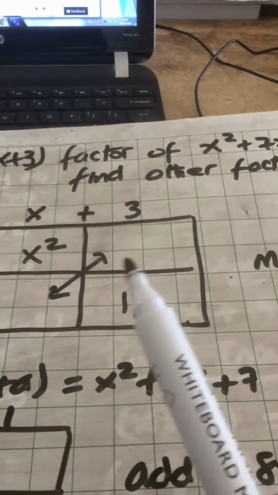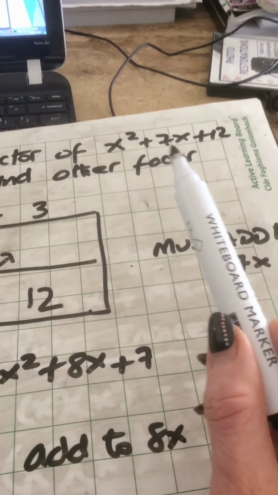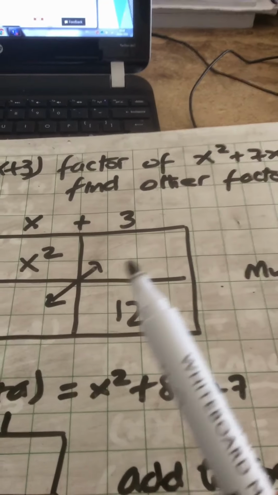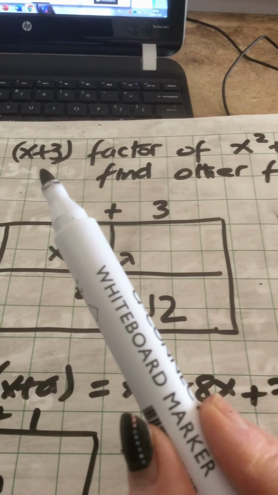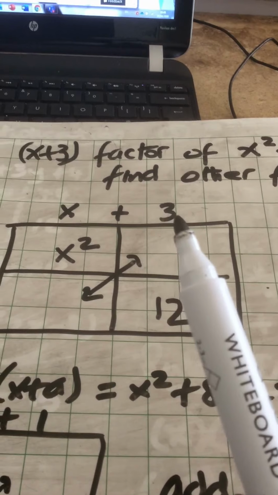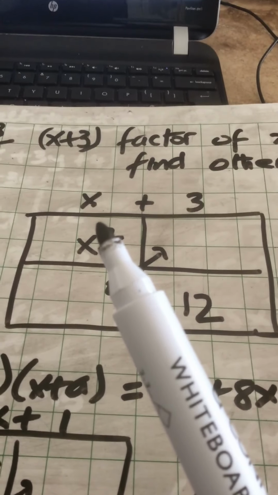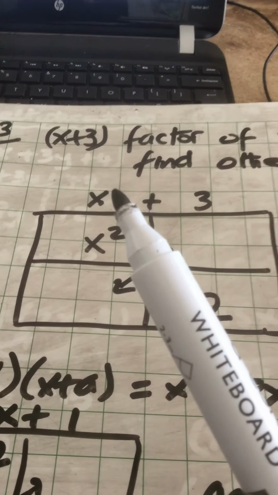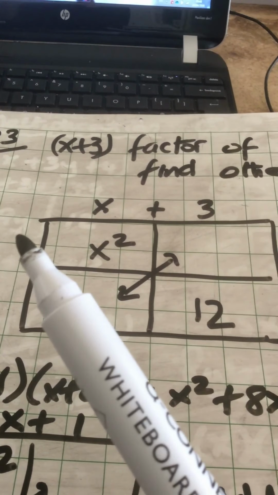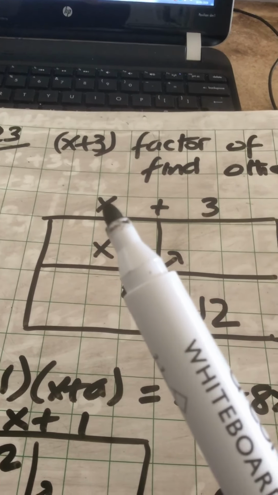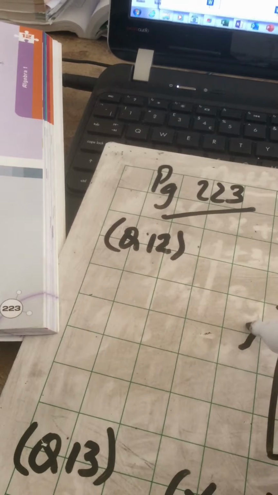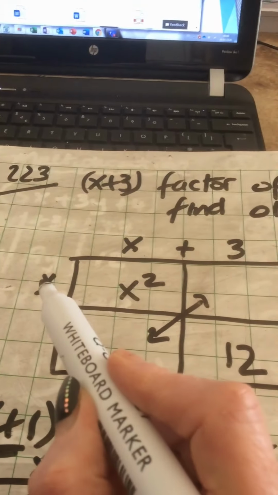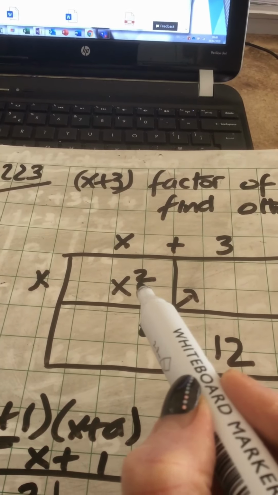Now the problem is that you know that these two here must add to 7x, but I don't know what these two numbers are going to be. I am told that x plus 3 is a factor, so I put that up here. Now I'm doing the reverse to what I've done previously. I'm going to divide, so I say x multiplied by something out here gives me x squared. So what do I multiply x by to get x squared? I multiply it by x. So you put in x here. Okay, it's because x times x is x squared.